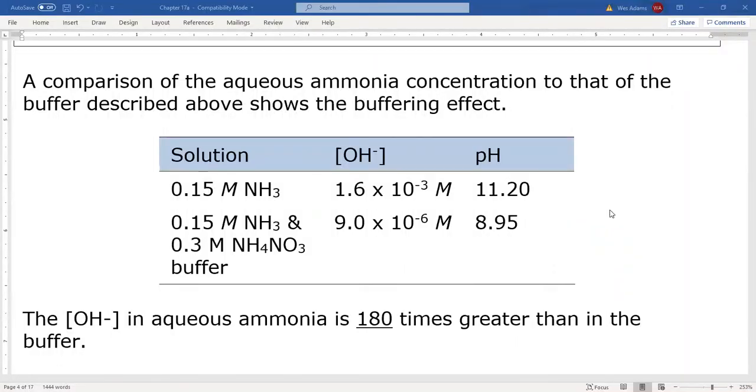So looking and comparing to the 0.15 molar ammonia we did in a previous video, we can see that the hydroxide ion concentration was equal to 1.6 times 10 to the negative third, and the pH ended up being 11.20. But for this buffer, we had a hydroxide ion concentration of 9.0 times 10 to the negative 6, and our pH ended up being 8.95. So again, the pH is a bit lower, but it's not going to change as much. The hydroxide ion concentration in aqueous ammonia is 180 times greater than it is in this particular buffer.